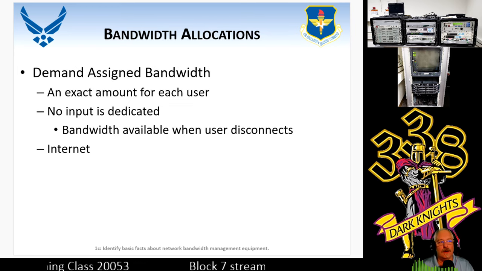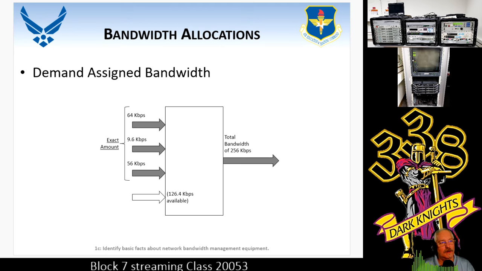It's the exact amount for each user. No input is dedicated. Bandwidth is available when users disconnect, i.e. the internet. When you look at this, this is basically what your internet provider is doing. For example, with my provider, AT&T, there's two modes that I know of. One is the maximum for wired, which is what I have, which is 25 meg, and there's another one, I think it's around 18 meg. Those are the two tiers that you can purchase, which means that at any time that I'm online, I should be able to get all 25 meg. Well, that's true during the day because everybody's on doing what I'm doing, doing the teleworking and streaming and so forth and so on.